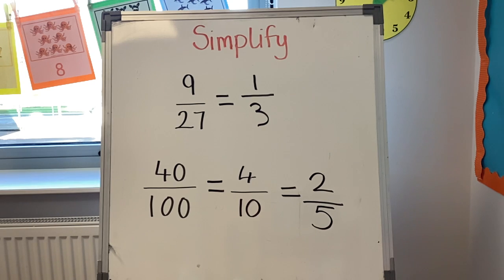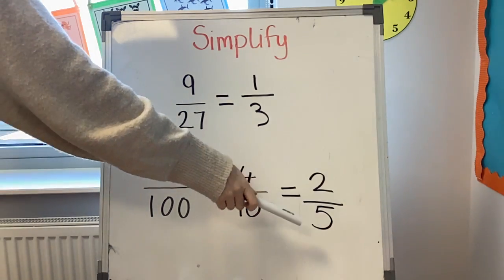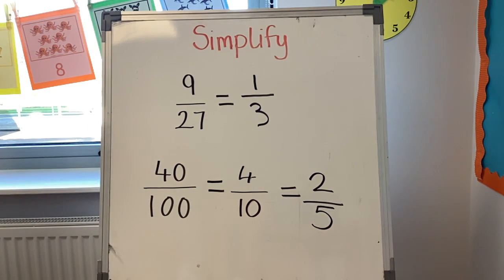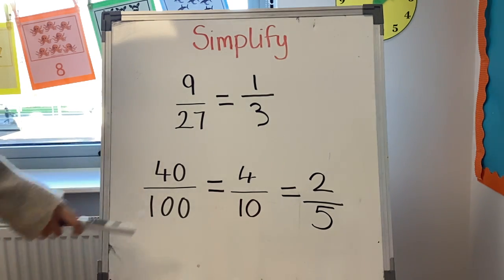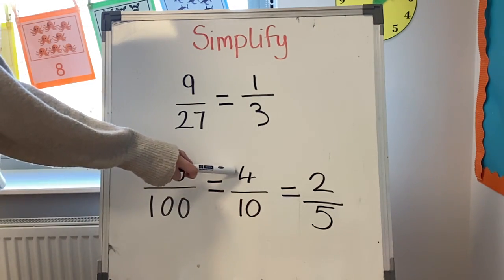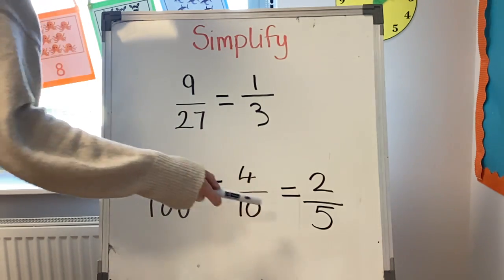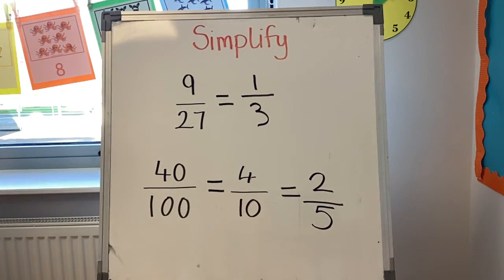So if your child doesn't see the biggest number that they can divide both numbers by, that's okay. They can just pick any number they know that they can divide into the numerator and the denominator, get their answer, and see can they simplify again. And when they can't simplify any further, then that is the most simple form of the fraction and they have their answer.